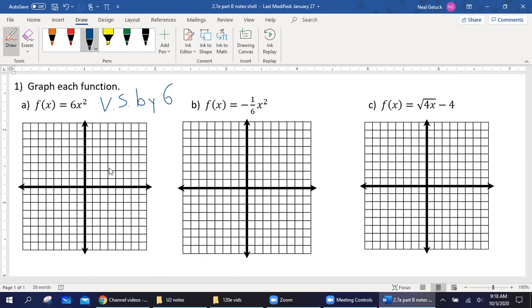So what does that mean? That means that we still have our origin point here for the parabola. Usually we go over 1 and up 1, but since it has that multiplied by 6, we're actually going to go over 1 and up 6 to stretch it by 6. So I'm going to go left 1 and up 6, and I also will go right 1 and up 6, which is going to make it a much skinnier looking parabola. It's been vertically stretched out.